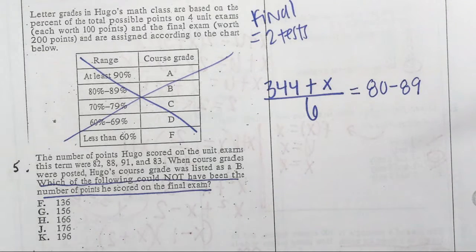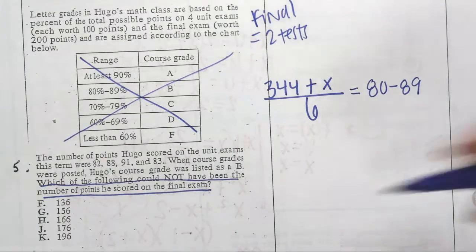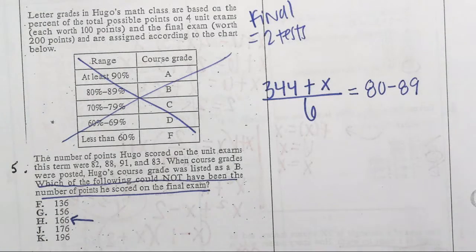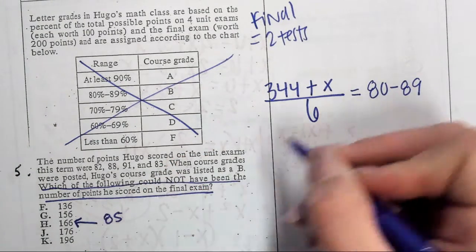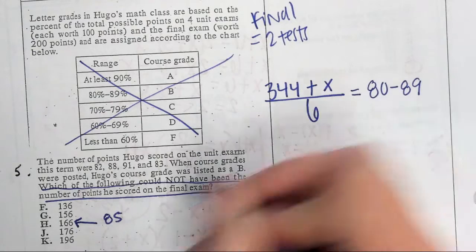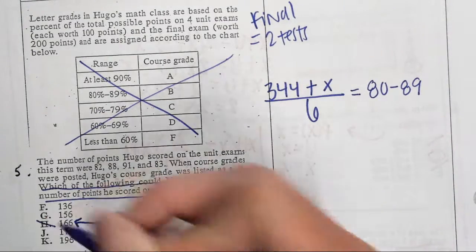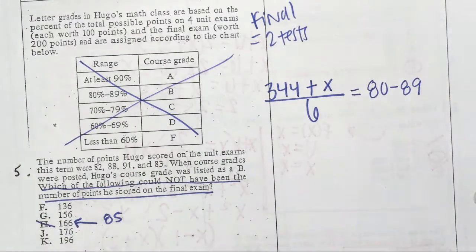Good. Where should we start at? The middle. So H. Go ahead and plug in 166. So 344 plus 166, then divide it by 6. And then somebody tell me what they got. 85. So is that a B? Yes. Is that our answer? No.